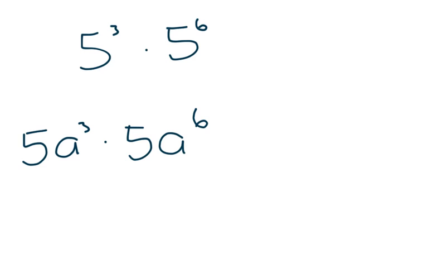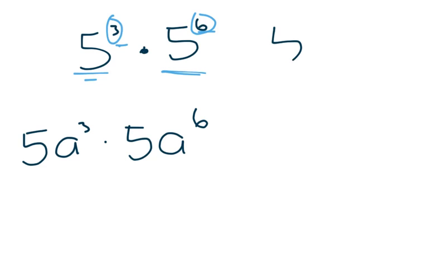Lesson 7-3, Multiplication Properties of Exponents. The multiplication property of exponents tells you that whenever you have two numbers with the same base, the base is the number that the exponents are affecting, so it's the big number. So we have 5 to the third, the 5 is the base, the 3 is the exponent. Same here, 5 is the base, 6 is the exponent. Since both expressions have a base of 5, that means that we can combine them.